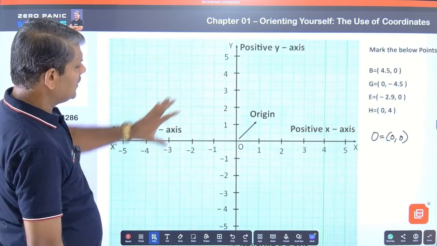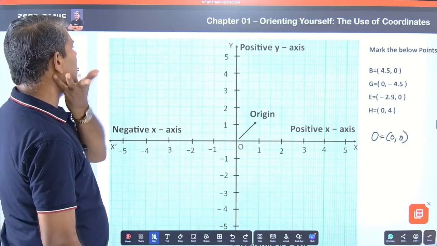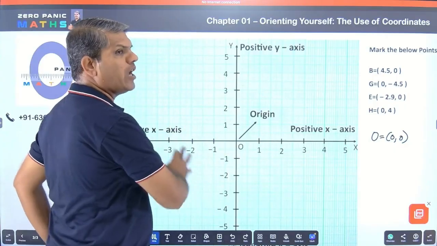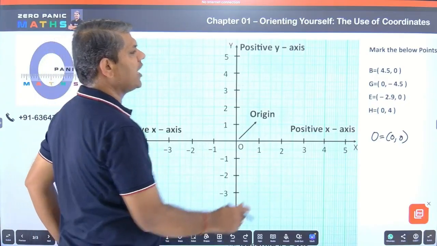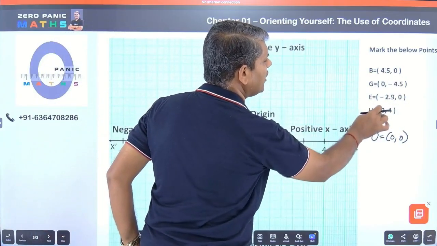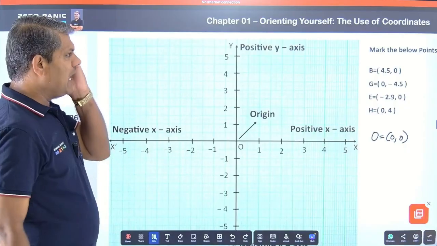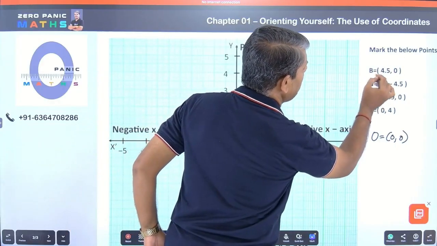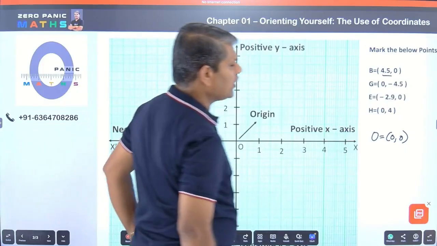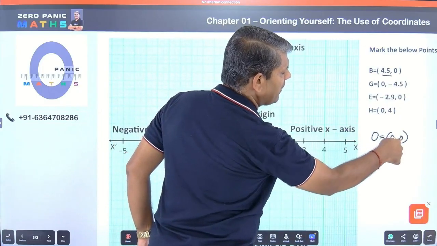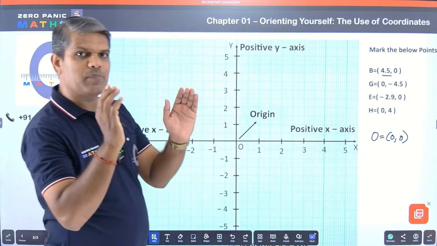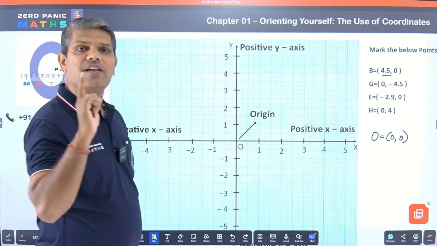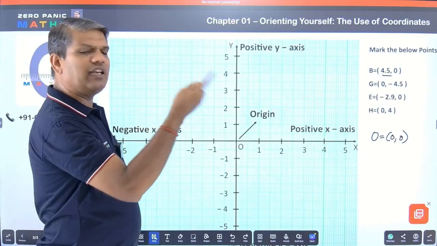Now let us see this graph again and try to represent different points on the coordinates. This is a two-dimensional coordinate system in which we are trying to represent different values and different points. Exactly how can I represent this? Now see, mark the below points. There is a point B. As I already told, we always write the coordinate values in brackets, the first value in the bracket is the x coordinate value, and the second is the y coordinate value.